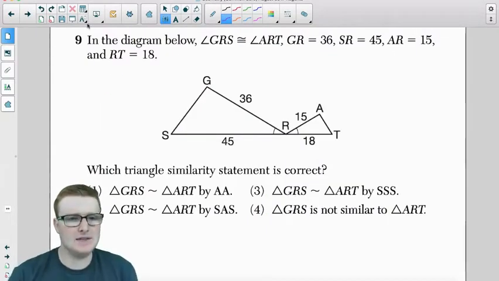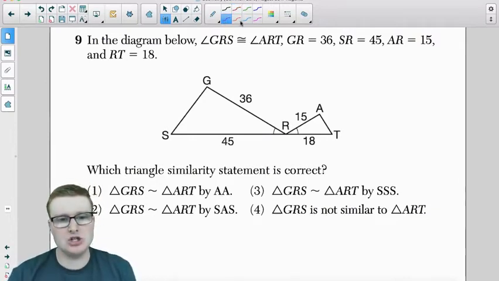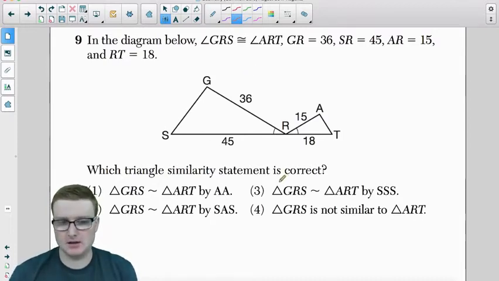Number 9. In the diagram below, the measure of angle GRS is congruent to the measure of angle ART, and GR is 36, SR is 45, AR is 15, and RT is 18. Which triangle similarity statement is correct?